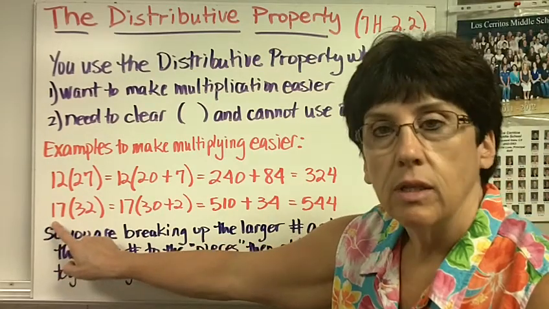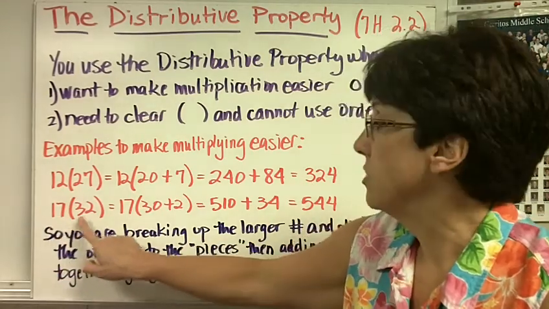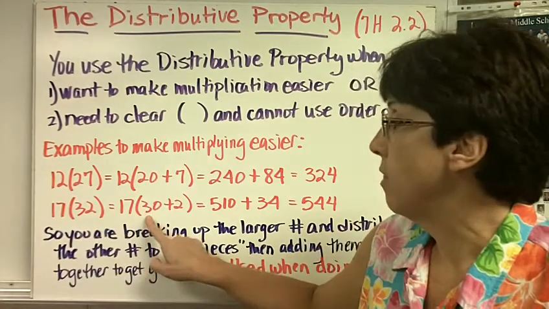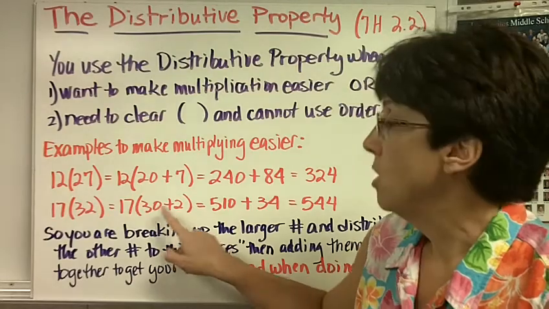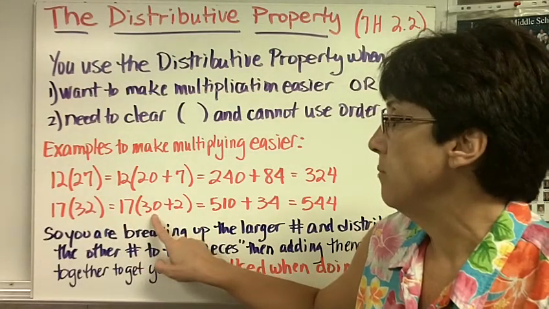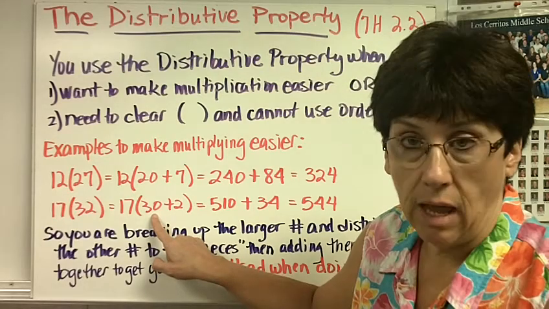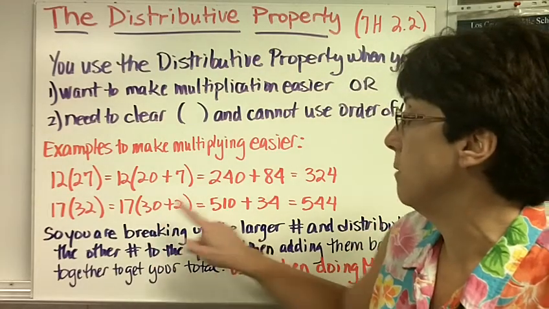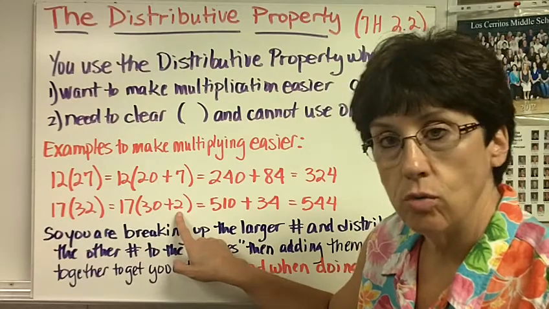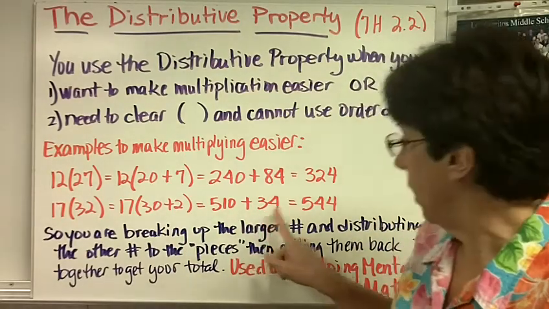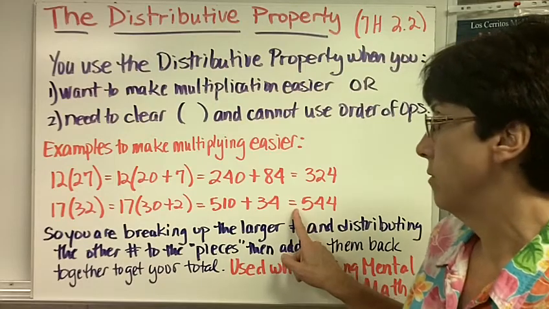Here's another example. Let's say I had 17 times 32. I'm going to break the 32 down to be 30 plus 2. So I have 17 times 30. Well, I know that 17 times 3 is 51, so I'm just going to add the 0 back on, 510. And 17 times 2 is 34. Now I can add these two together and get 544.